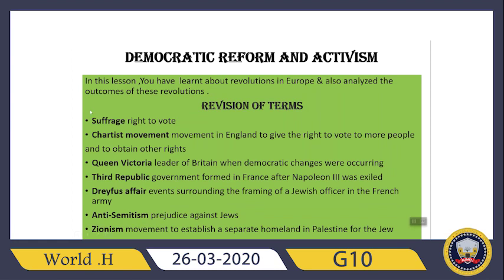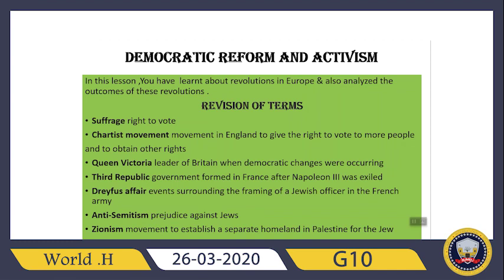Then there was a movement called the Chartist movement. That was also a movement that began in England to give the right to vote to more people and to obtain other rights. Then Queen Victoria. Queen Victoria was the leader of Britain when democratic changes were occurring. Then we have the Third Republic. The Third Republic was a government that was formed after Napoleon III was exiled. This government was formed in France.